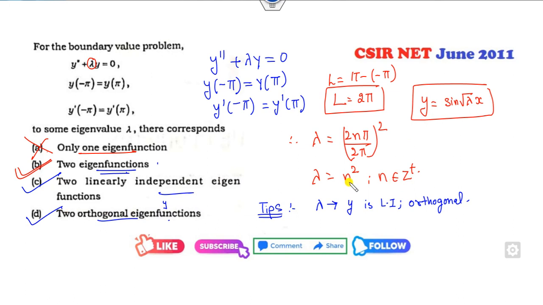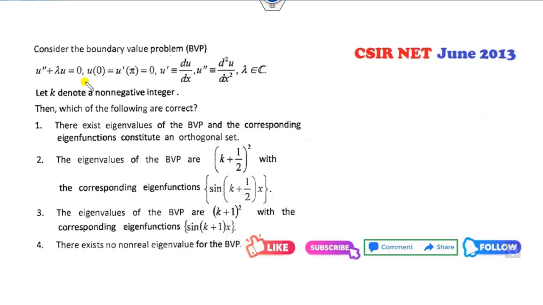Always remember, the set of eigenvalues is countable. Fine. So if they are asking whether the set is countable or not, you can take it from here. So the right answers are B, C and D.